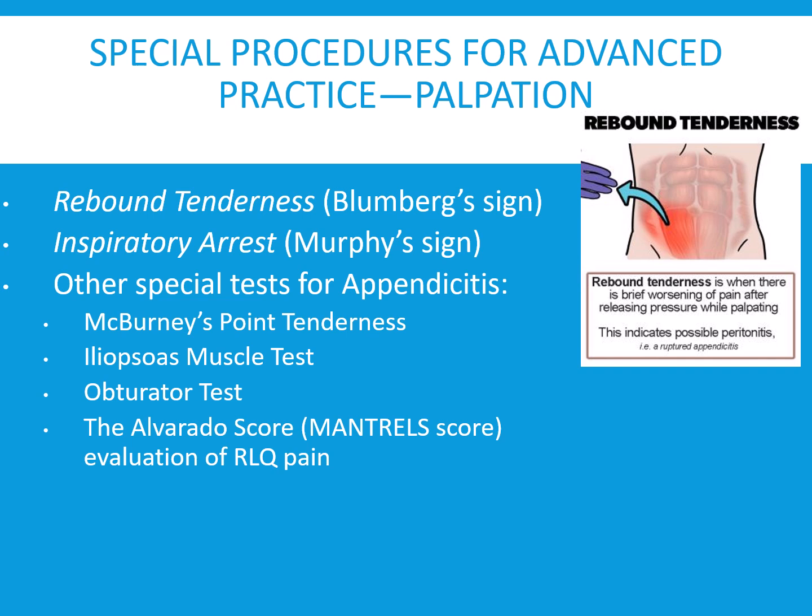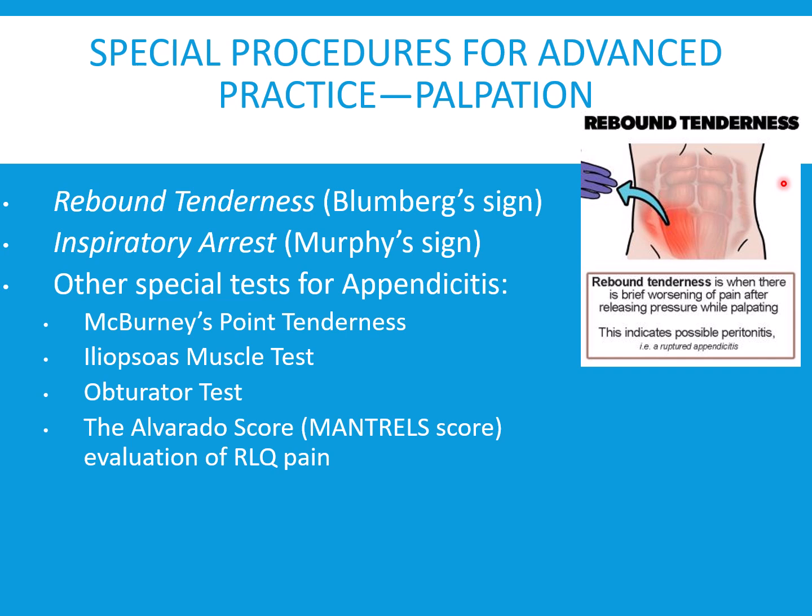Some things that you would want to review would be rebound tenderness, which is Blumberg sign. You press on the abdomen, and when you let go, the pain is worse. So they have worsened pain when you release the pressure of pressing, and that's indicative of a type of peritonitis. It can also be a ruptured appendix, which causes peritonitis.